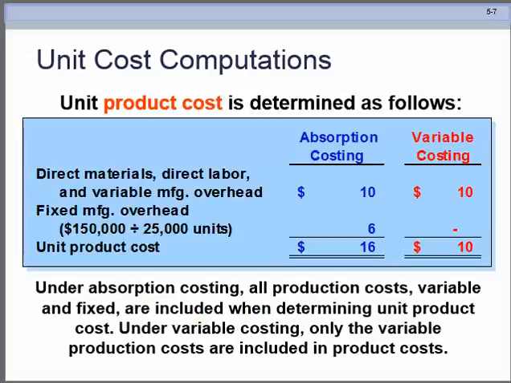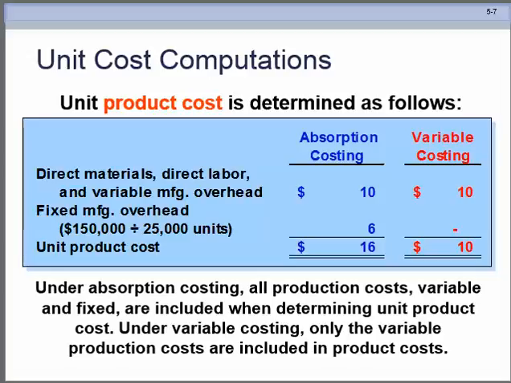Alright, so under absorption costing, all production costs, variable and fixed, are used when you determine the unit product cost. So absorption costing is in blue here, since we are looking at the fixed manufacturing overhead as part of the unit product cost. We have $16 per unit. Under variable, remember, we do not consider the fixed manufacturing overhead, so it would only be $10 per unit.